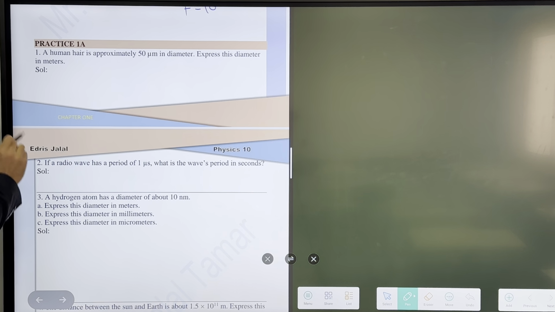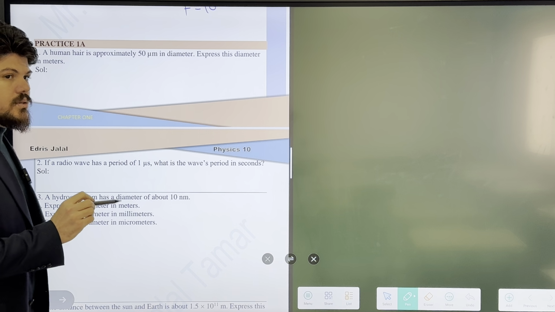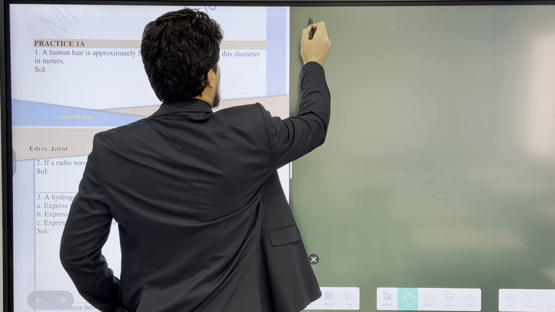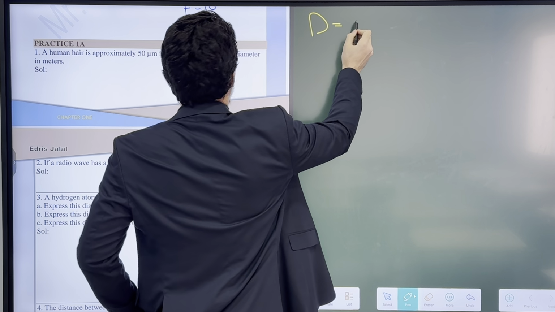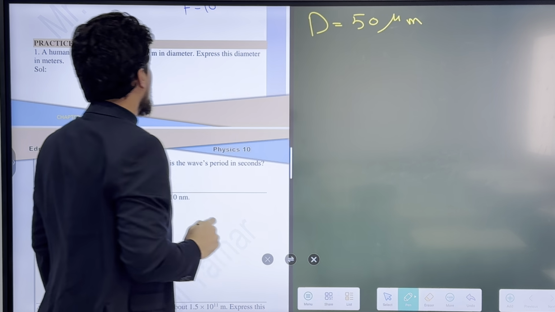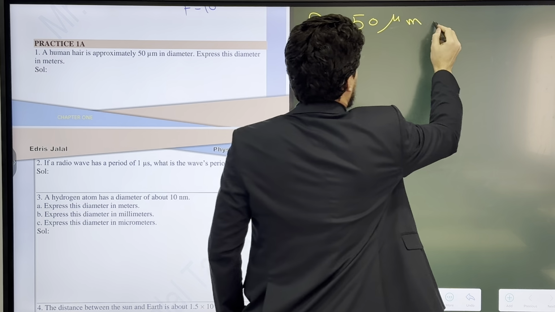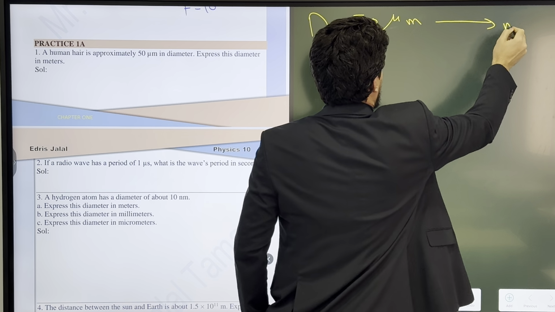Question 1 says, a human hair is approximately 50 micrometer in diameter. So the diameter of the human hair is equal to 50 micrometer. So express this diameter in meter. So we have to convert this micrometer to meter.